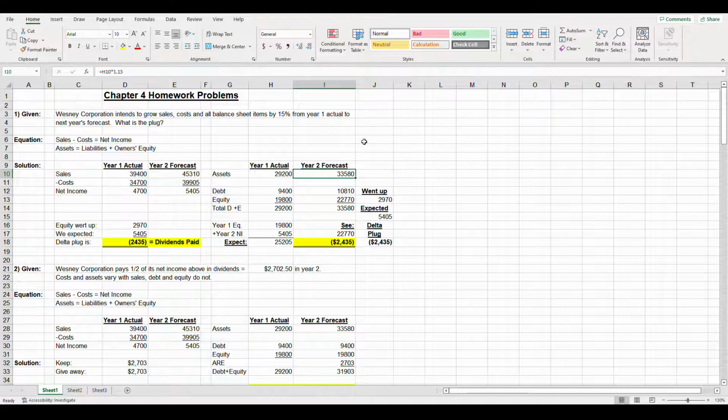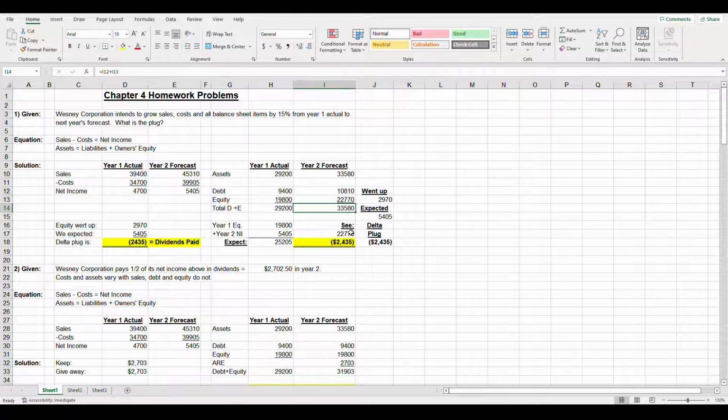To get our asset number for year two, we simply do the same thing. We take equal H10, which is your asset number of 29,200 times 1.15, get 33,580. Similar for debt, 9,400 times 1.15 is 10,810, and the equity account, 19,800 times 1.15 is 22,770. Add them up, total debt plus equity, and I get 33,580.